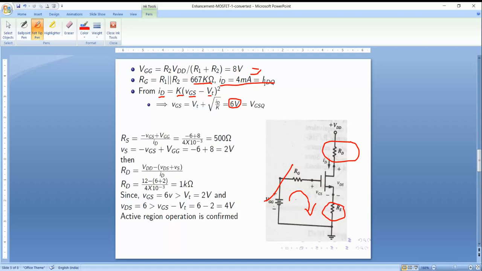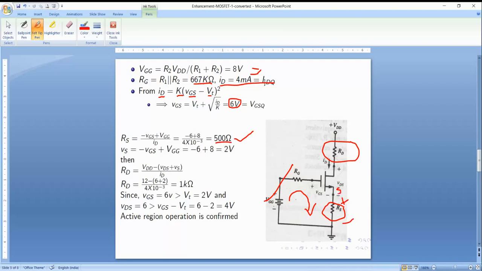So what is the equation for RS? RS is equal to VGG minus VGS by ID. Having applied the KVL equation, we get RS is equal to 500 ohms. Once we have the RS value, we can determine the VS value. VS is the voltage at the source with respect to ground.